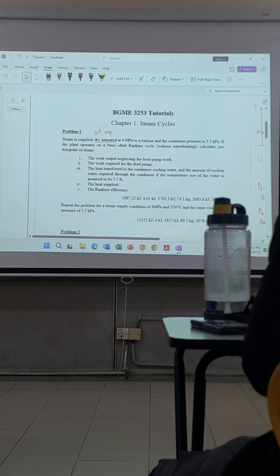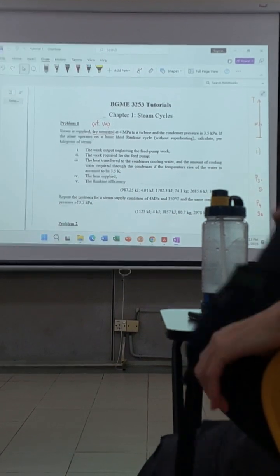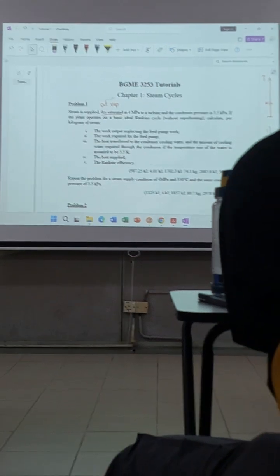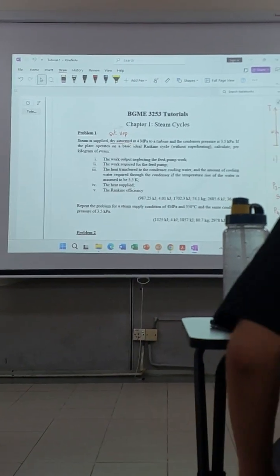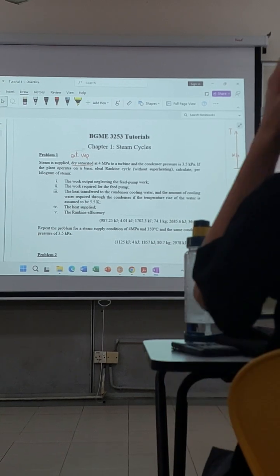So 3 says that you need to find the heat transfer to the condenser cooling water and the amount of cooling water required through the condenser if the temperature rise of the water is 5.5 Kelvin.